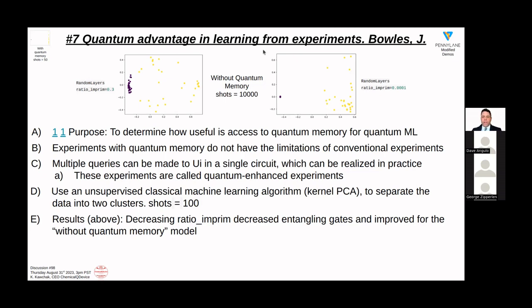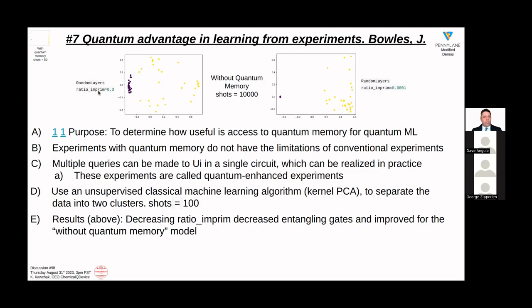Okay, so this next one is very interesting. There's two sets of experiments. The first one is without quantum memory, and in this specific case, it takes a lot of shots, 10,000 shots for this specific one.